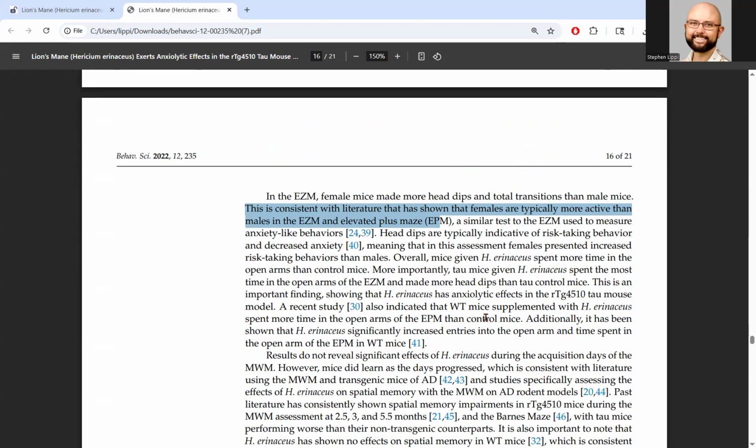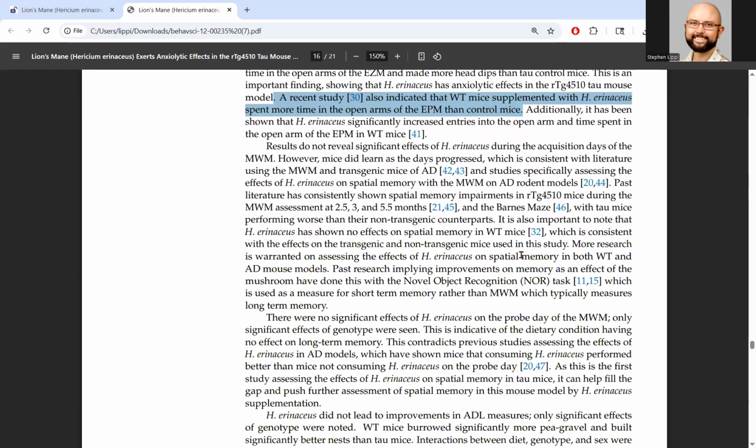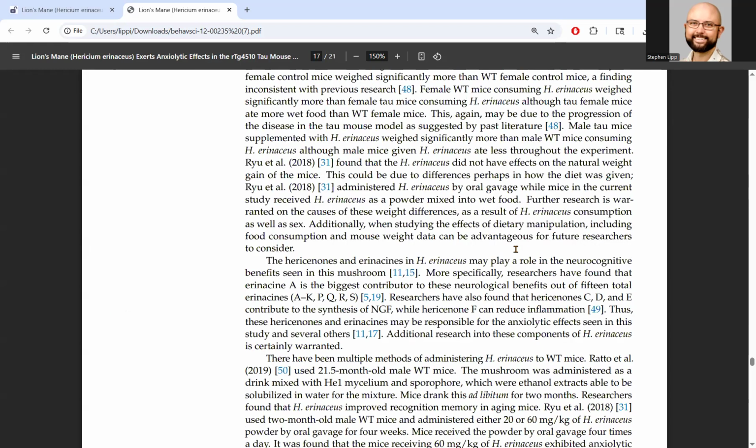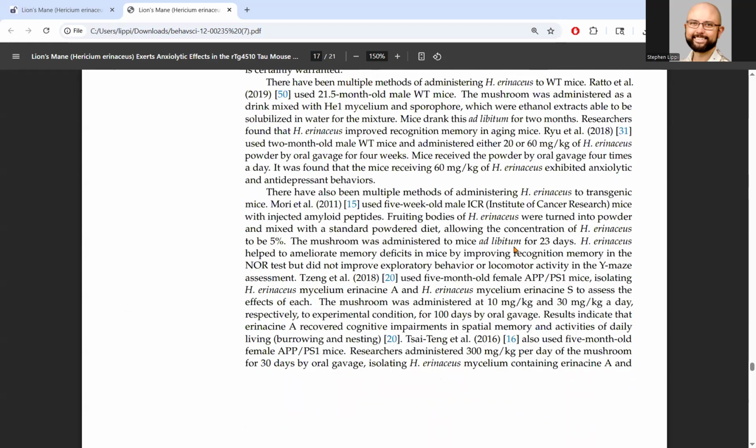A recent study indicated that wild-type mice supplemented with Hericium erinaceus spent more time in the open arms. Again, the point of the discussion section is to say what it is that you found and tie it in to what has already been done in the literature. And we do this throughout the entire discussion section for all the particular variables, right?